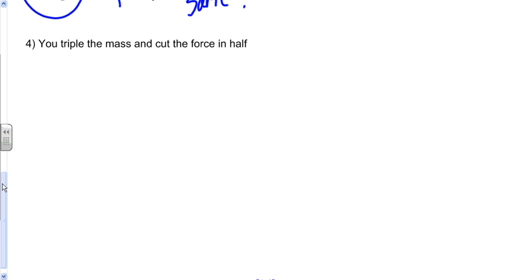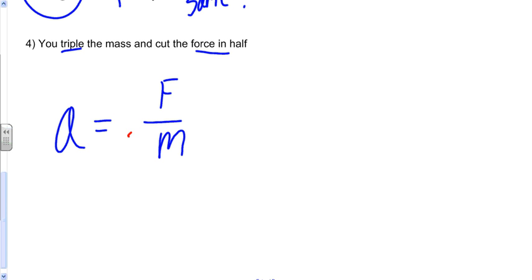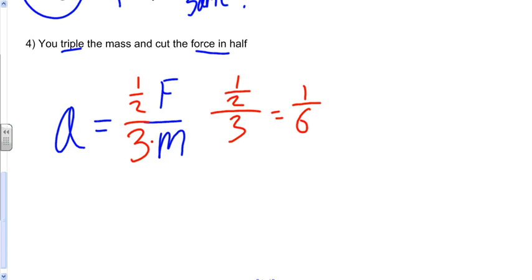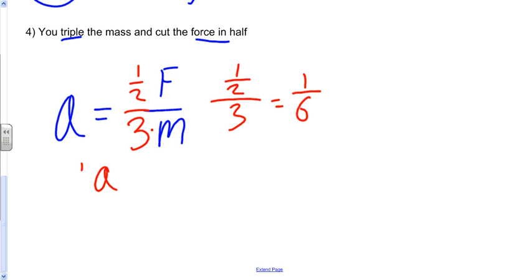Our last problem is if we triple the mass and we cut the force in half. So again, I'm going to write acceleration equals force divided by mass. This time, I've tripled the mass, so that's like multiplying by 3, and I've cut the force in half. So what you see here is we end up having a complex fraction. At this point, you can either type it into your calculator, or you can just solve that by saying 1/2 divided by 3 is like saying 1 over 6. And so what you'd find is the acceleration gets reduced by a factor of 1/6.